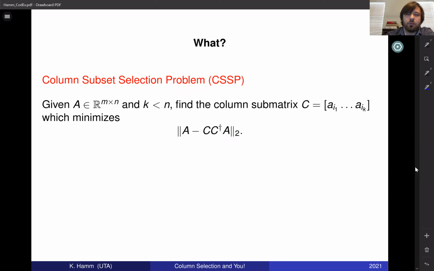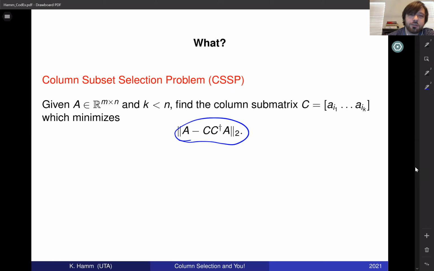So let's look at what this objective function is. C dagger is the Moore-Penrose pseudo inverse of C, and so C times its pseudo inverse is the orthogonal projection onto the column space of C. So you're essentially saying, find me the best subspace determined by actual columns of A that captures the most information of the data A. So I'm projecting all the columns of A onto that subspace, and I want to find the best one.